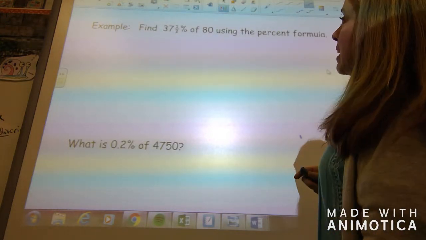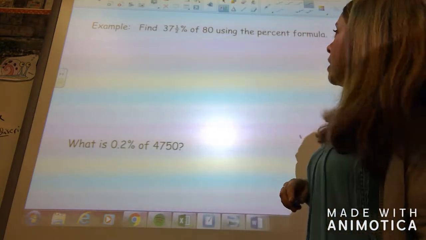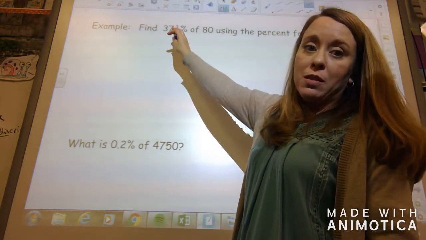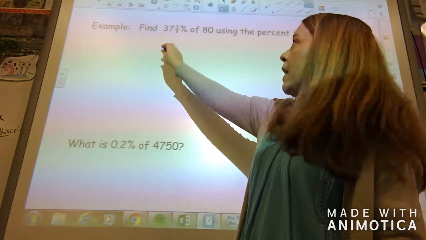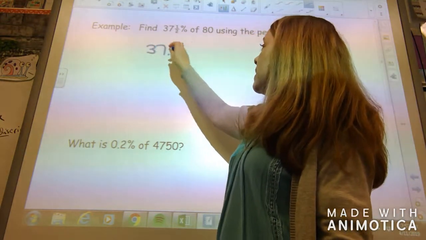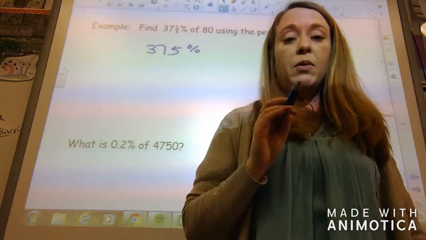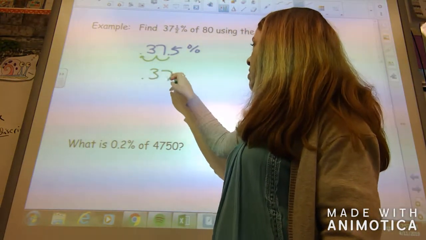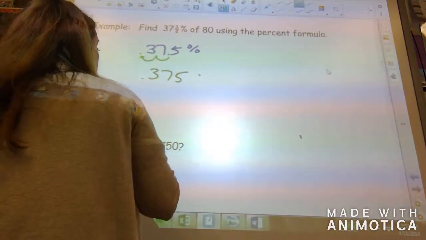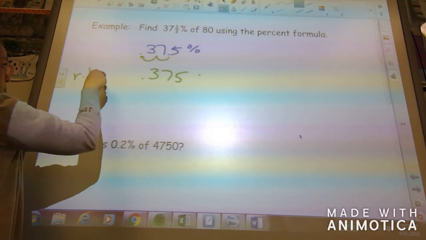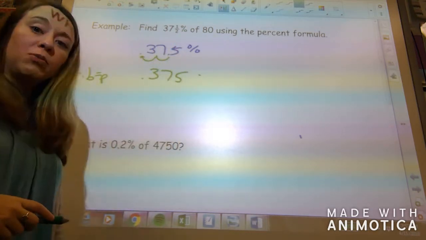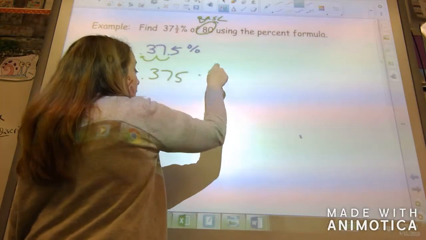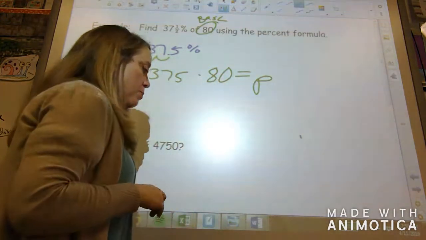Okay, now what if we have to find 37.5% of 80 using the percent formula? First, I would rewrite this as a decimal. So 1/2 is the same thing as 0.5, and the 37 goes out front. But this is 37.5%. So if I want to rewrite it in decimal form, I'm going to move that decimal 2 places to the left. Now my percent formula, remember, rate times base equals percentage. So my rate is my percent written as a decimal. My base is what comes after the of, right? So that's 80. And then my answer will be the percentage.